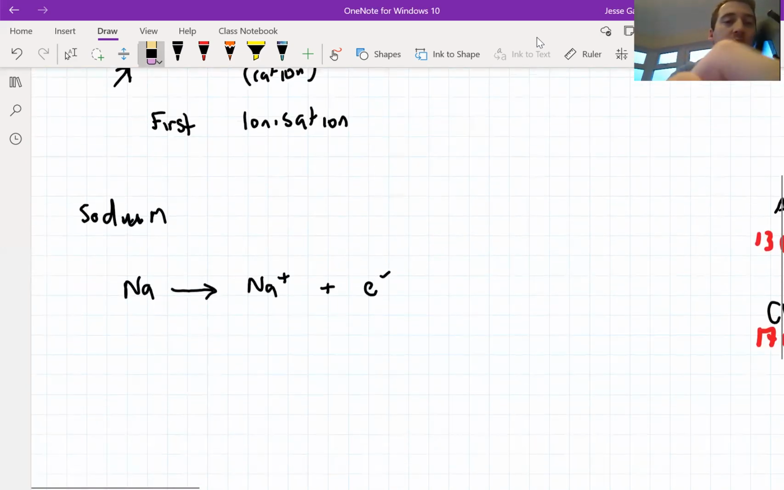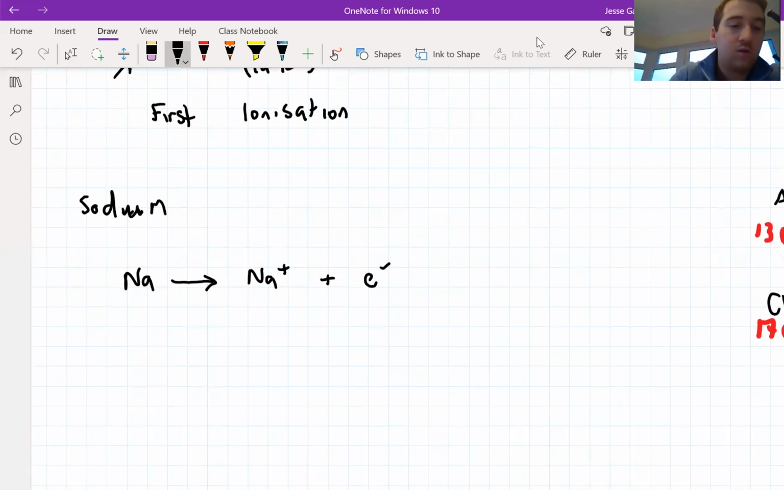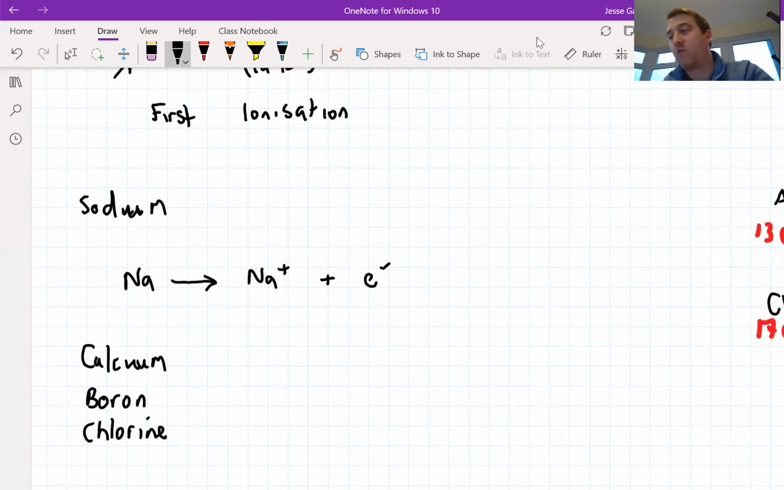I want you to try these three now. You're going to do calcium, you're going to do boron, and you're going to do chlorine. So what I want you to do is pause the video now and write down an equation for the first ionization of each of those three, please. Do that now, pause the video.